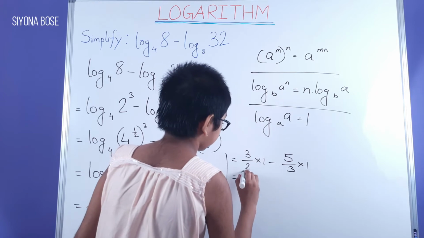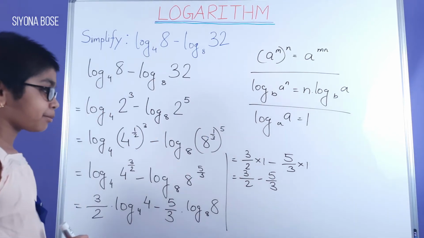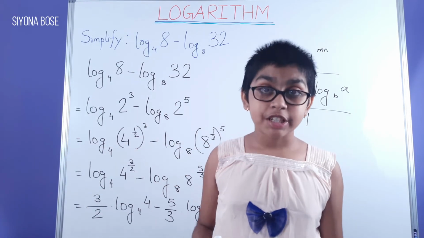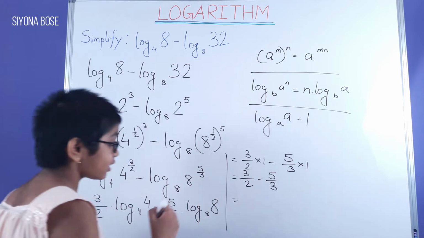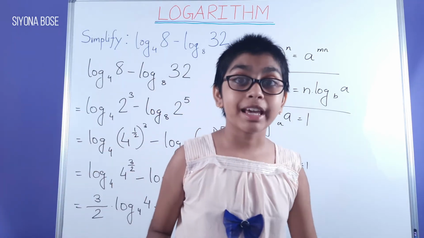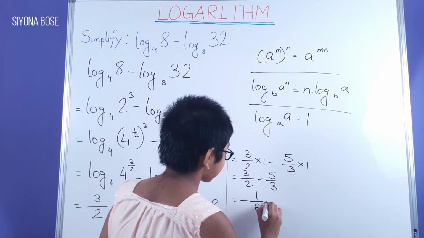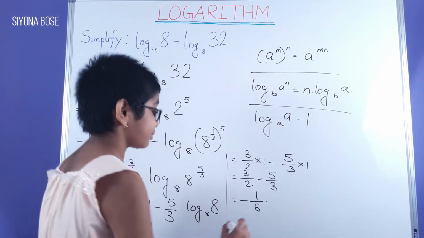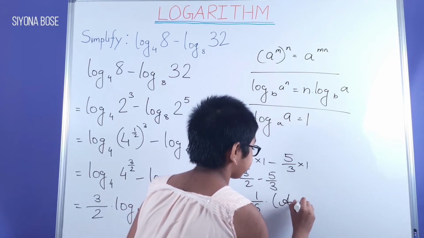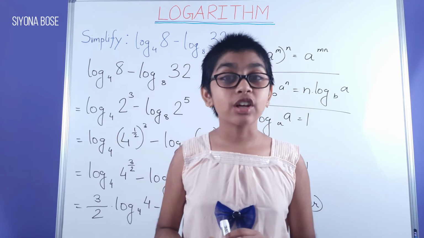That's nothing but 3 by 2 minus 5 by 3. LCM of 2 and 3 is 6. Ultimately, we get 9 minus 10 in the numerator and 6 in the denominator, which gives us, finally, minus 1 by 6. This is our final answer. Now you may take a look at the board.